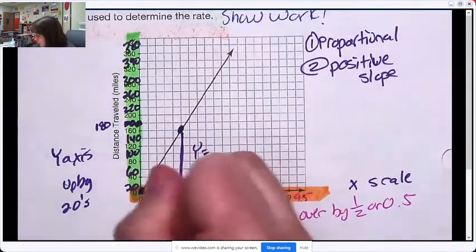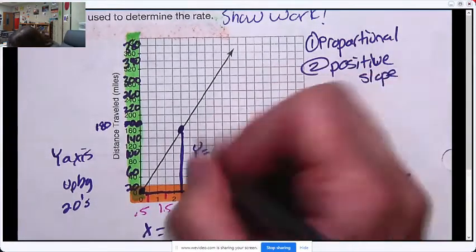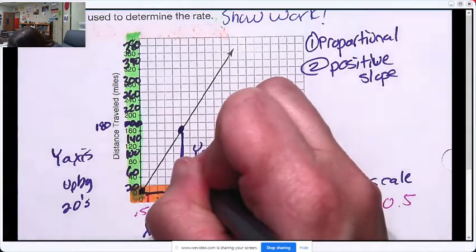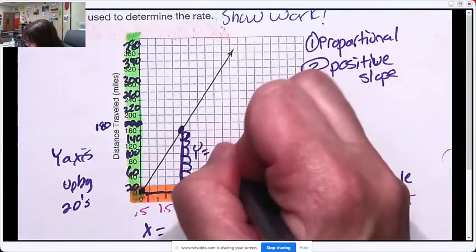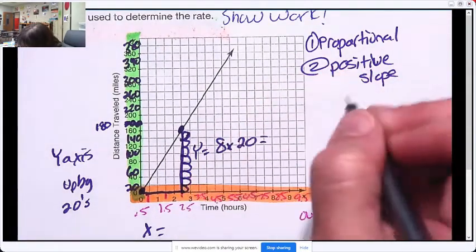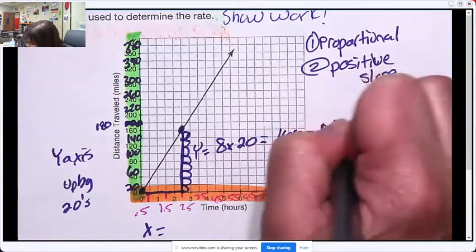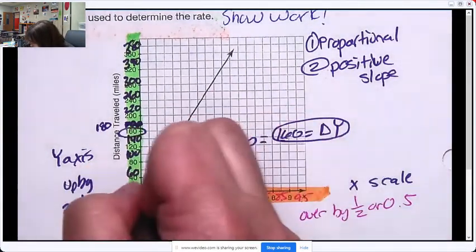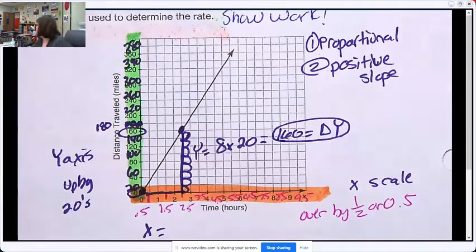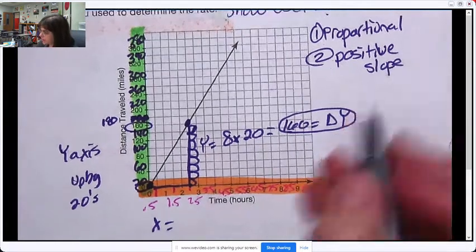Change in y, change in x. Now I could either count the blocks up and see that this is 1, 2, 3, 4, 5, 6, 7, 8 blocks up. Okay, and I can multiply that by 20. So I can see that 160 would be my change in y. Or I could subtract my y value: 160 minus 0 to get my answer. Okay, now I can also come over, and now I need to find my change in x.